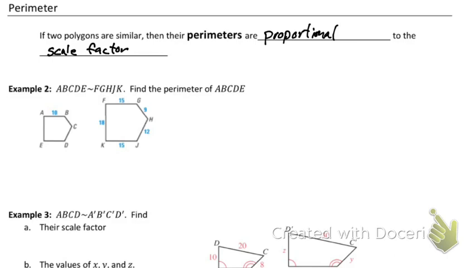We have A, B, C, D, E is similar to F, G, H, J, K, and I'm supposed to find the perimeter of the smaller one. Problem is, for the smaller one I only know one side. So that means I need to start off by finding a scale factor. Does someone want to tell me what the scale factor is on these? Not simplified, just give me the fraction not simplified.